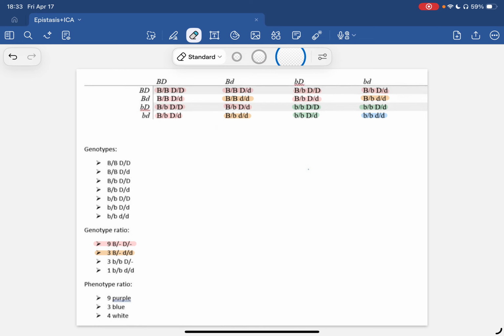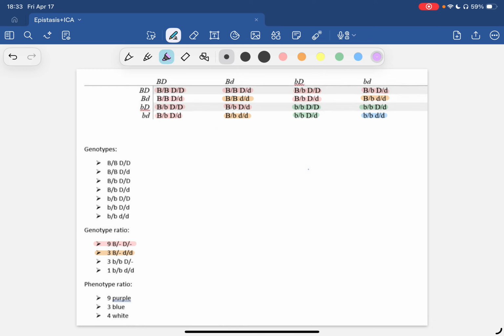You can draw this out. I don't necessarily recommend it personally. I like to just understand and be able to memorize and identify the 9 to 3 to 3 to 1 ratio. I think that one is a lot easier to be able to look at and identify. So here, down here, the genotype ratio, you have your 9 that have at least one functional copy of capital B, and one functional copy of capital D. So that's represented by all the pink.